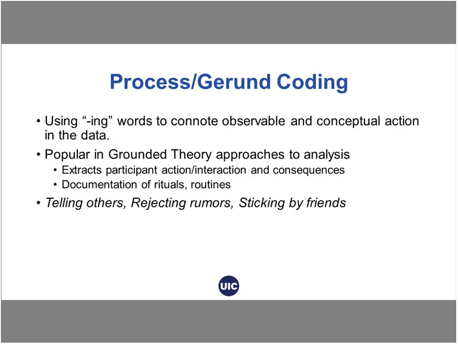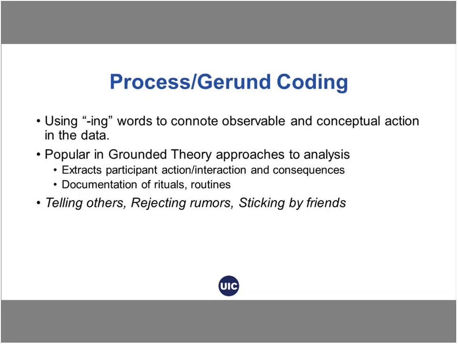The next type of coding that I'd like to talk to you about is called process coding. It's also called gerund coding. And this is really popular in grounded theory approaches to analysis, which you've heard about in previous modules. And gerunds, as you might remember from your elementary or high school days, are really "ing" words. They help to connote observable and conceptual action or movement in your data. And so, as some like to say, if it moves, code it. This is nice when you're trying to analyze or examine a particular process.